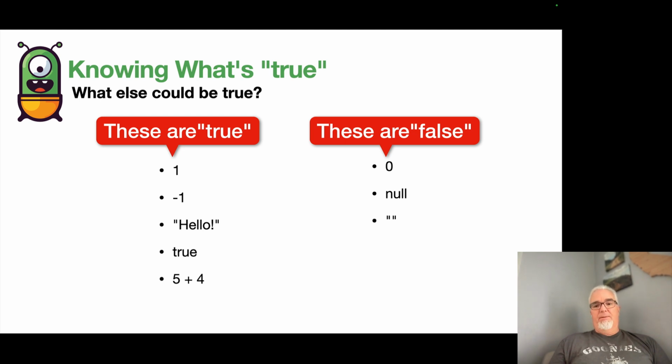An empty string is false. The word false is false because that's the Boolean value that literally means false. And of course, if we have an expression like 5 minus 5 that evaluates to 0, that would also equal false. So those are some things to be aware of in terms of true and false.